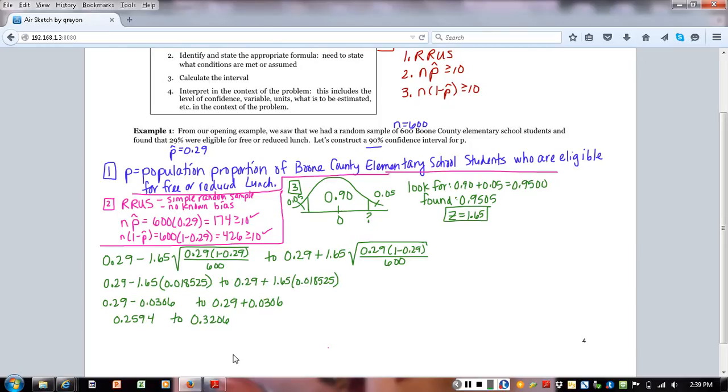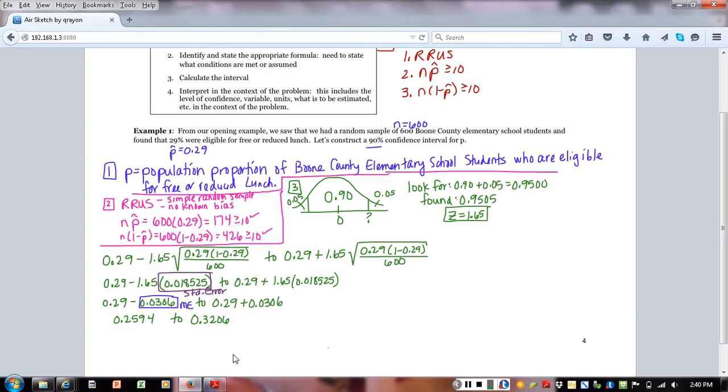So there's the math done. Again, to work some terminology in here. So this 0.018525, that's our standard error. The 0.0306 is that margin of error.